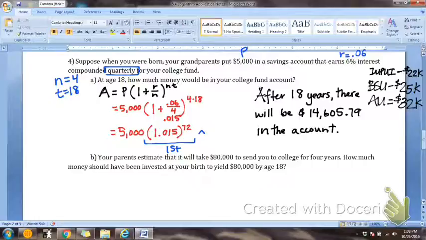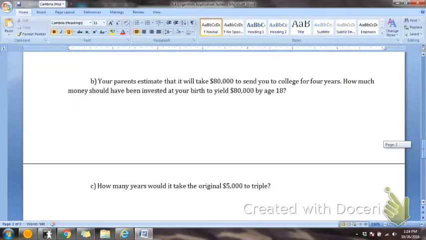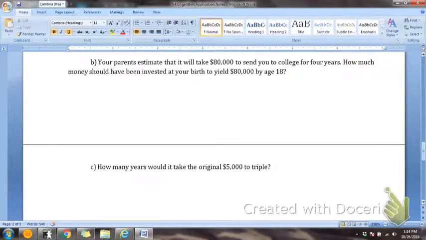So let's talk about problem B first, and then we will come back to some more experience stuff. It says, your parents estimate that it will take $80,000 to send you to college for 4 years. That's if you don't fail any classes. That's if you don't live on campus. That's if you don't change your major. If you don't do any of those things, $80,000 would barely cut it at not an Ivy Tech.